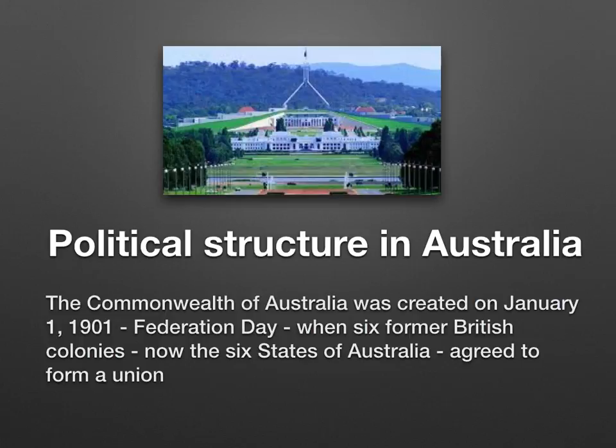The Commonwealth of Australia was created on January the 1st, 1901, which is Federation Day, and this is when 6 former British colonies, all like small countries, all in their own right, agreed to form a union or a federation together.